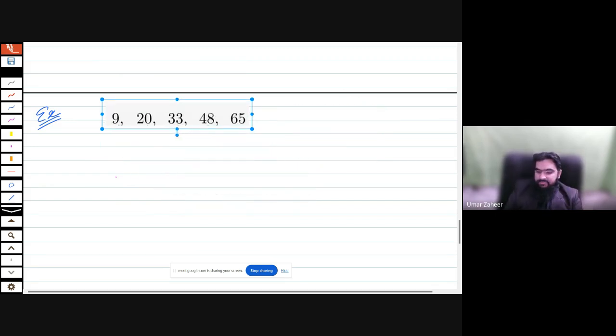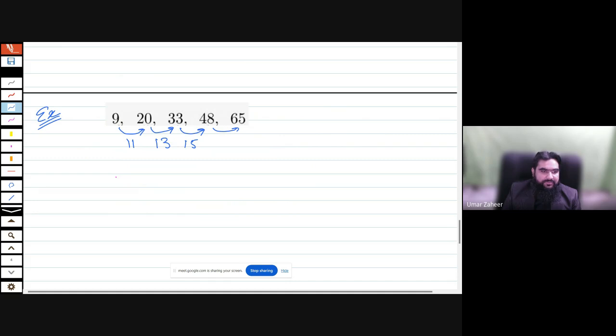Okay, now this is the sequence. We have to check that it is quadratic. We have to take the difference. It will be 11, 33 minus 20. That will be 13, 48 minus 33. Yes, that will be 15. And the next difference is?